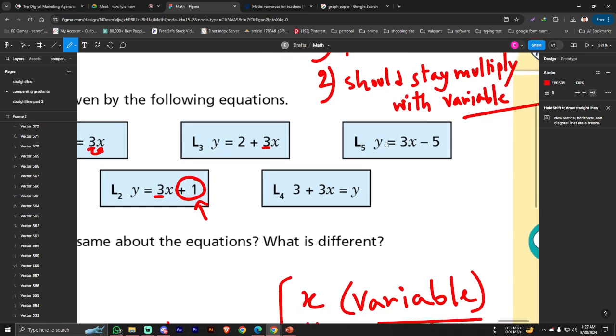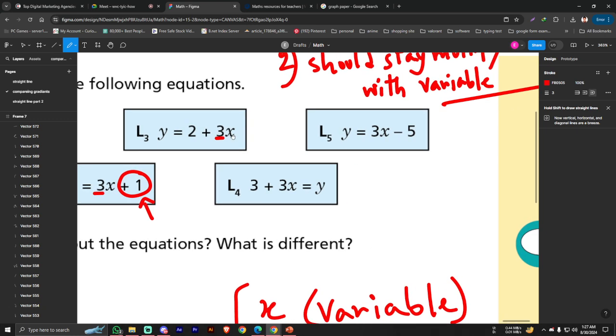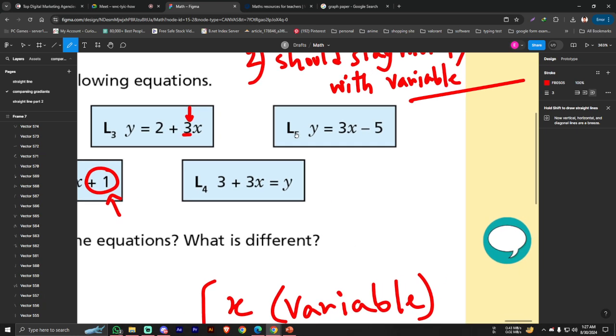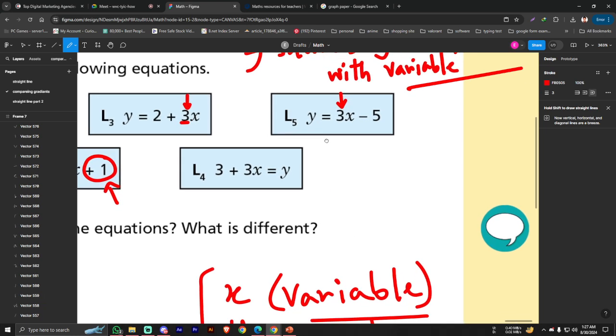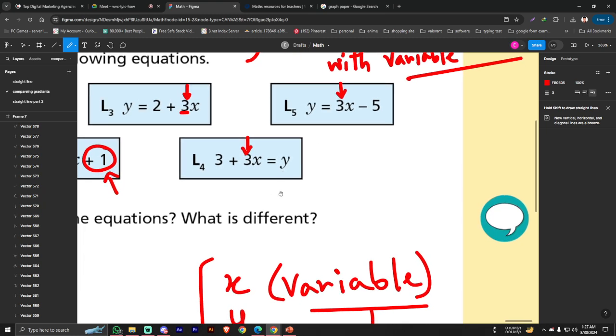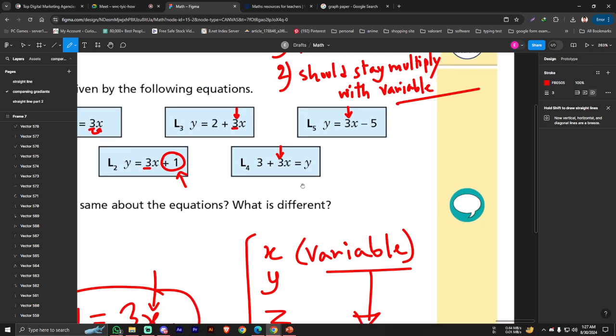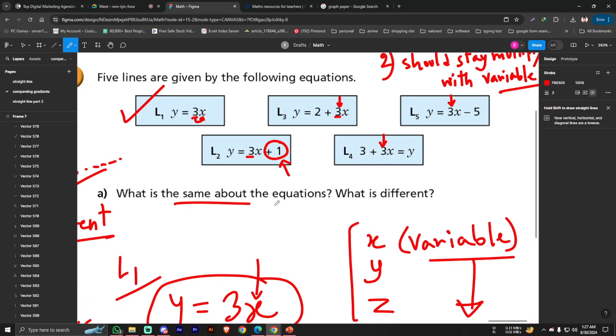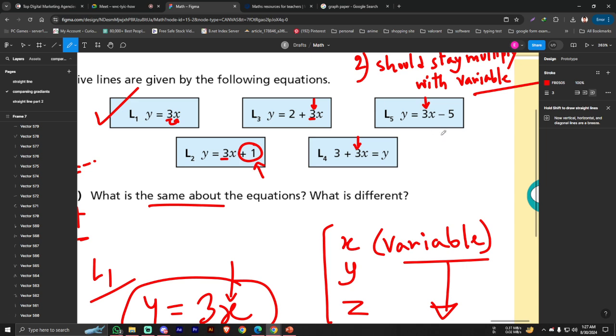Okay, so here 3 is a coefficient, right? 3 is a coefficient here, and 3 is a coefficient here, right? Okay, now the same thing is that they all have coefficient 3, nothing different here, right? And what's the difference here?